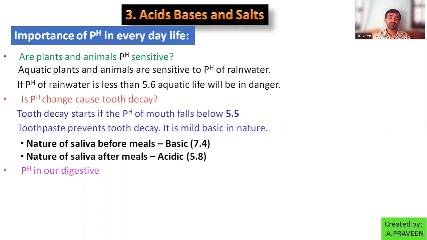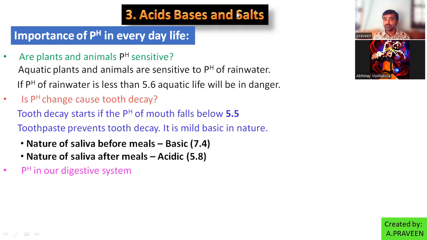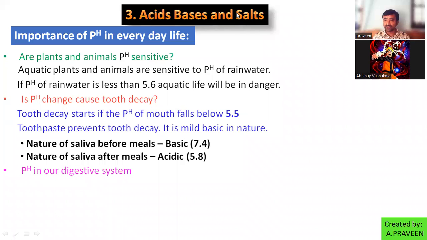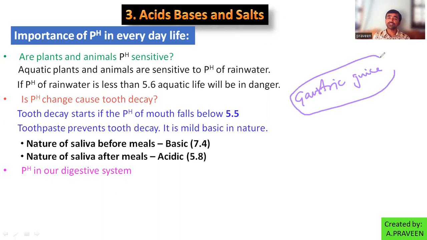Then we'll go for another example of the application of pH in our daily life, that is in our digestive system. Do you know what is released in your stomach? How many of you know? Yes, Rohit, what is released in your digestive system? Maybe you learned that in biology. That is called gastric juice. This is released in your stomach.